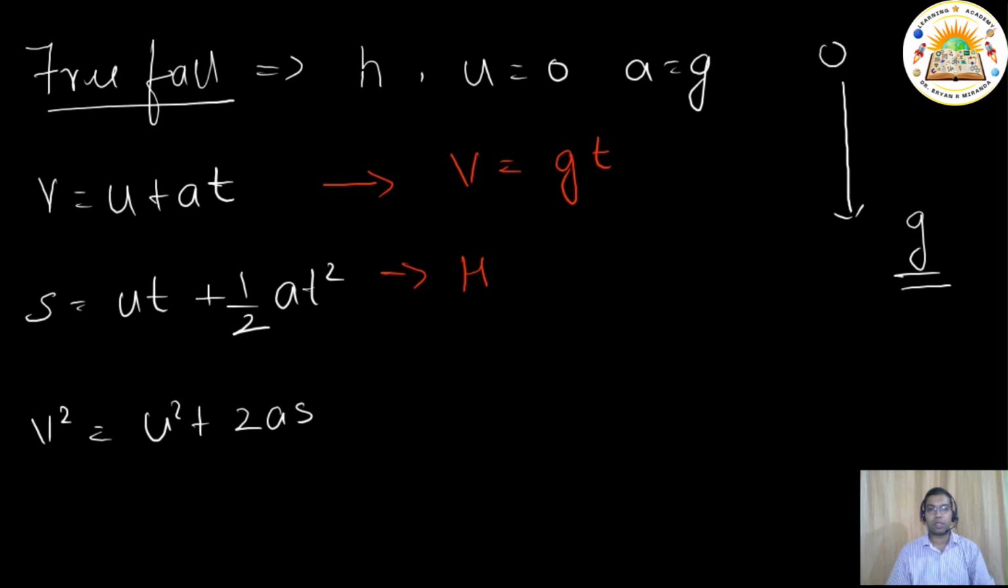The displacement is nothing but the height that is given, which is nothing but half gt square because u is 0. And the last expression, v square, is nothing but 2gh. So this is how our equations reduce when we are looking at free fall.